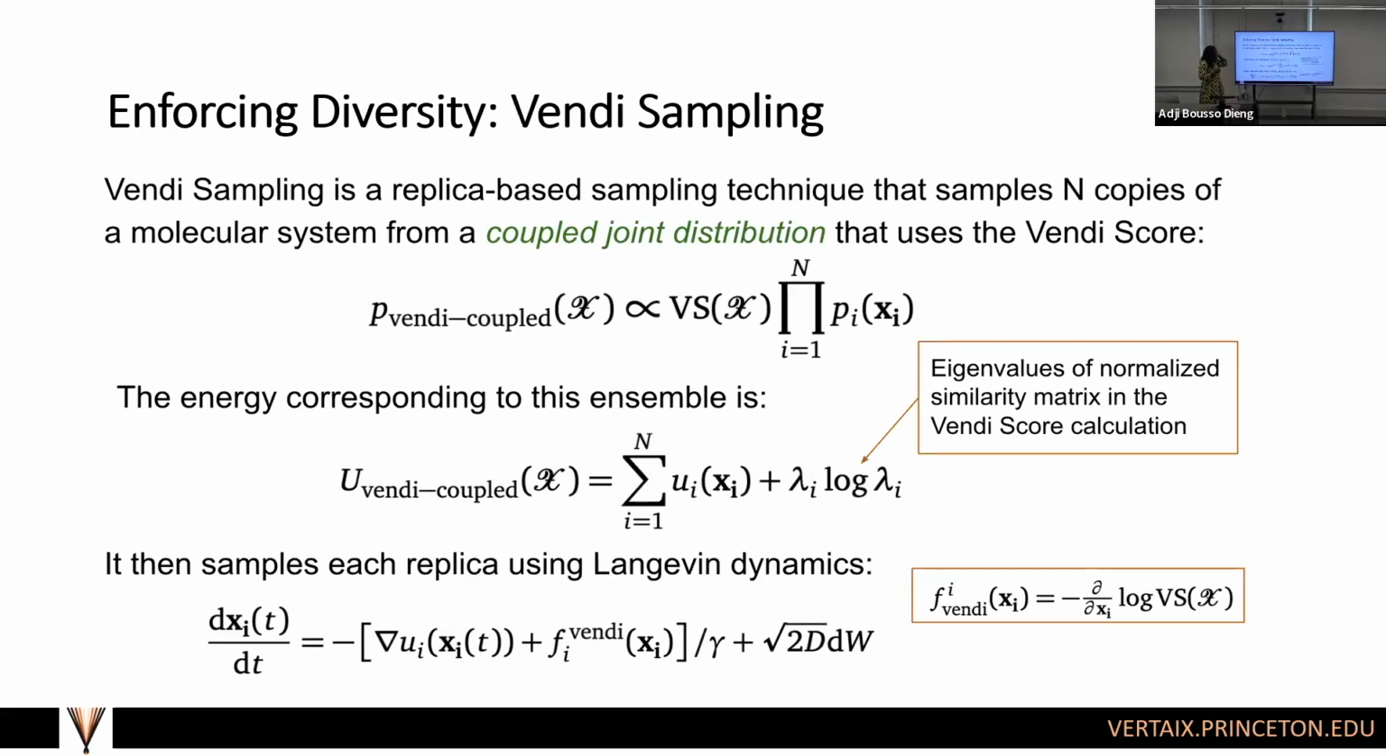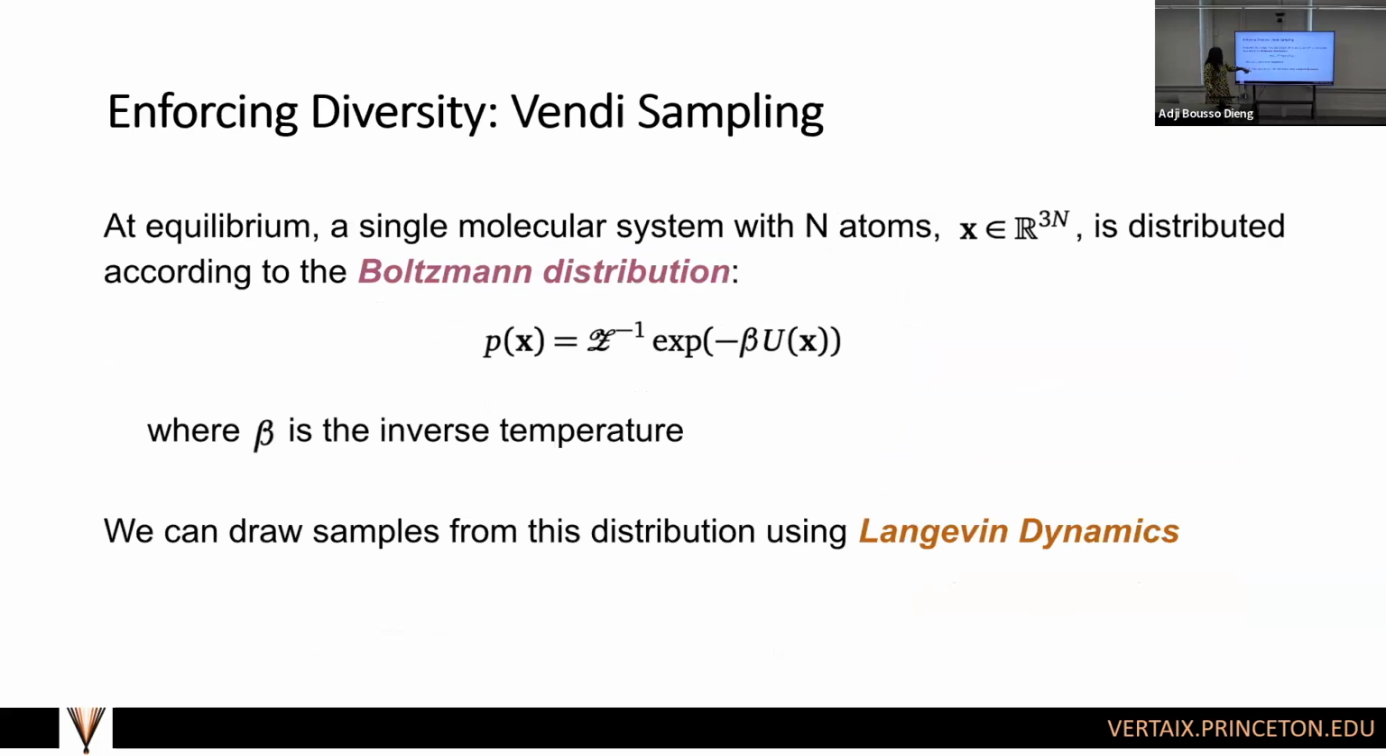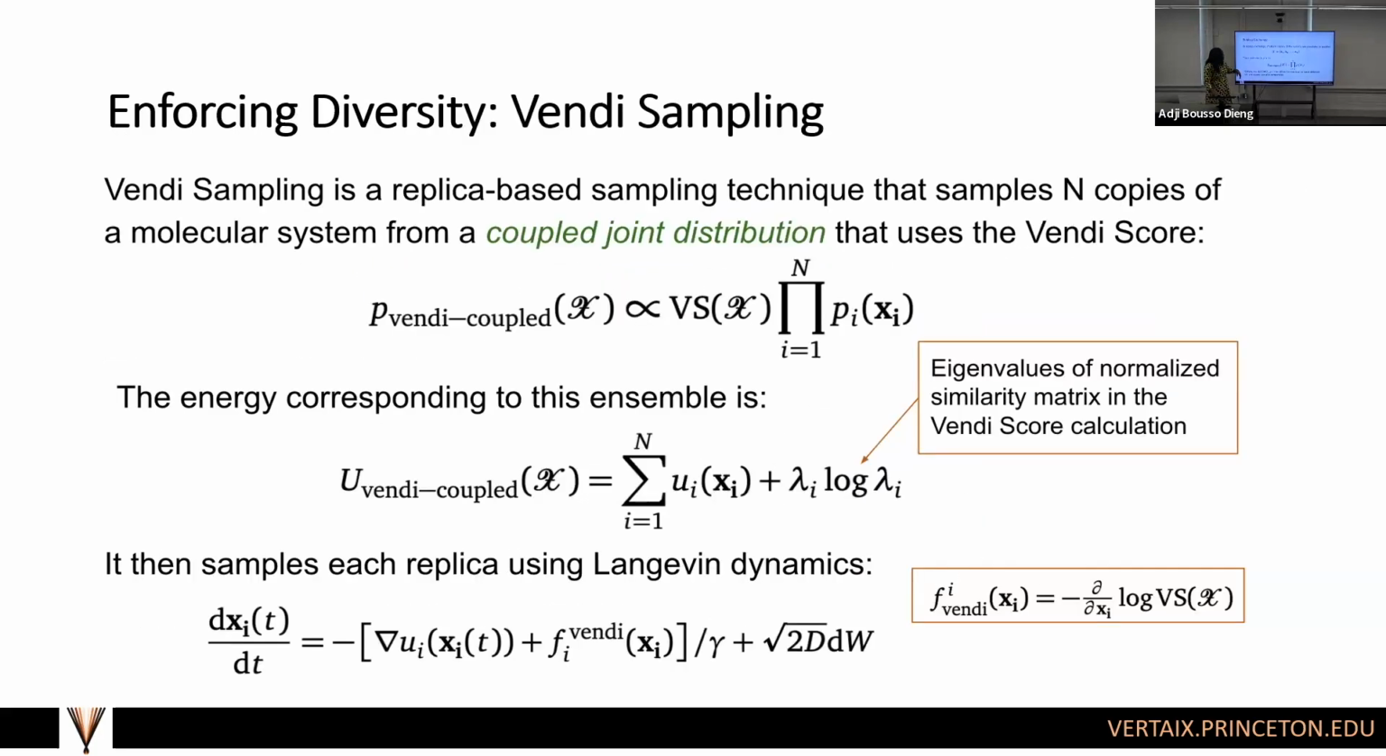So what we will do here is, instead of just sampling them independently, we sample them from a coupled distribution, meaning that we would multiply this joint distribution with the Vendi score of the samples of the different replicas, and the energy that corresponds to this ensemble would be just the log of it, basically. So you would have the sum of the individual energy terms, u_i of x_i. Those individual terms, but then you have the log Vendi score term, which is, remember, the eigenvalues of the similarity matrix induced by the samples. So that's the lambda_i log lambda_i.